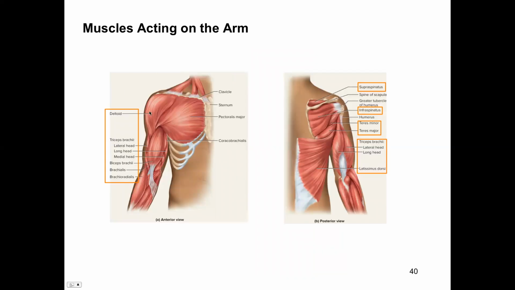So here's your deltoids again. Here's your triceps brachii. You got your 3 heads, right? Then your biceps brachii, brachialis, and brachioradialis. So make sure you can keep those straight.